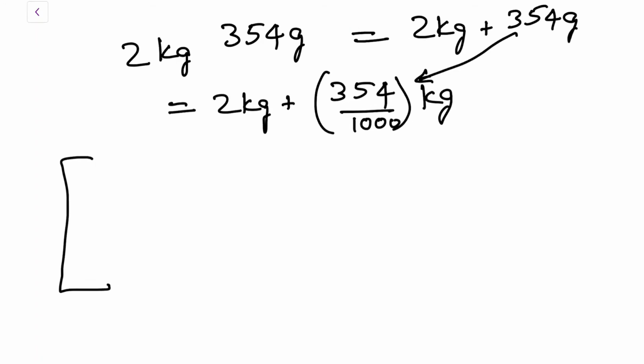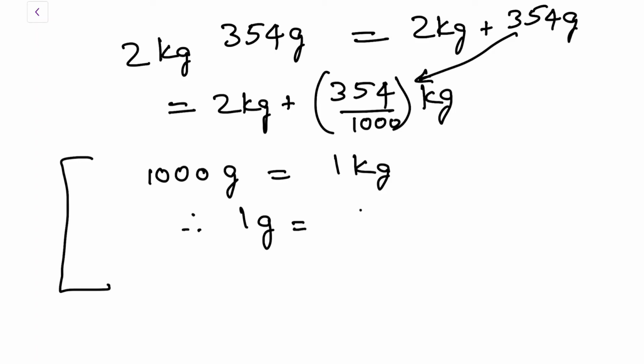Now 1000 grams is 1 kg. We all know that, we've seen it earlier. Therefore 1 gram will be what? 1 divided by 1000 kg. Or this can be written as a decimal. Remember, there are 3 decimal places, so it is 0.001 kg.